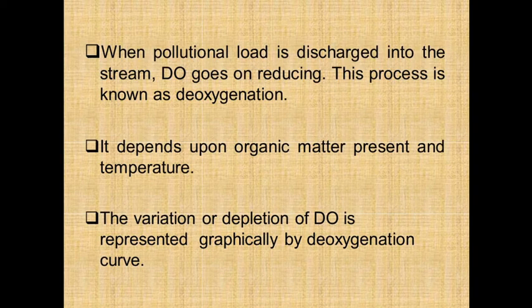Okay, so this curve 2 is nothing but the reoxygenation curve, and curve 1 is called the deoxygenation curve. Both graphs, the reoxygenation curve and the deoxygenation curve, we can express mathematically, and the combination of both is called the oxygen sag curve or oxygen deficit curve. When the pollution load is discharged into the stream, DO goes on reducing. This process is known as deoxygenation, and it depends upon the organic matter present and temperature. The variation of DO is represented graphically by the deoxygenation curve.